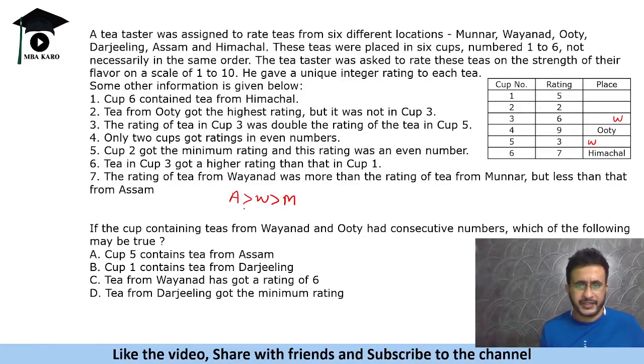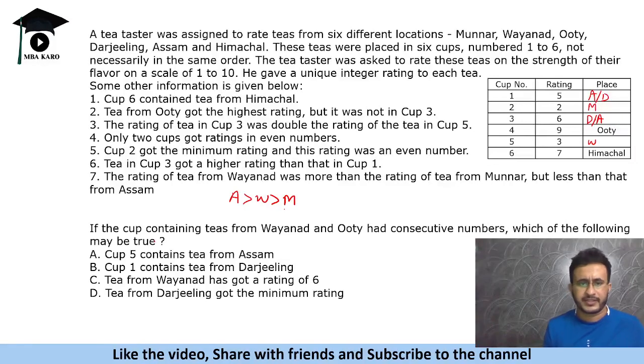Now A is greater than W. So if we consider this case, 6 is Wayanad. A cannot be greater than 6. There is no value greater than 6 available, right? So this case gets rejected. So this means this will be Wayanad. Now Wayanad is 3, and we know that Munnar is less than Wayanad. So Munnar is 2. Now A can be any of these, right? A is greater than W, so this can be A, and there is one place left, that is Darjeeling. So this can be Darjeeling also, this can be Assam also. So we get this as the possibility, right?